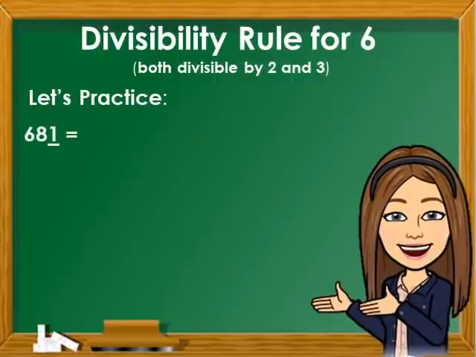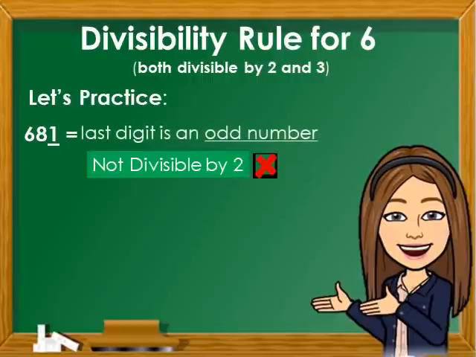681. The ones place or last digit of 681 is 1, which is an odd number. So, 681 is not divisible by 2.